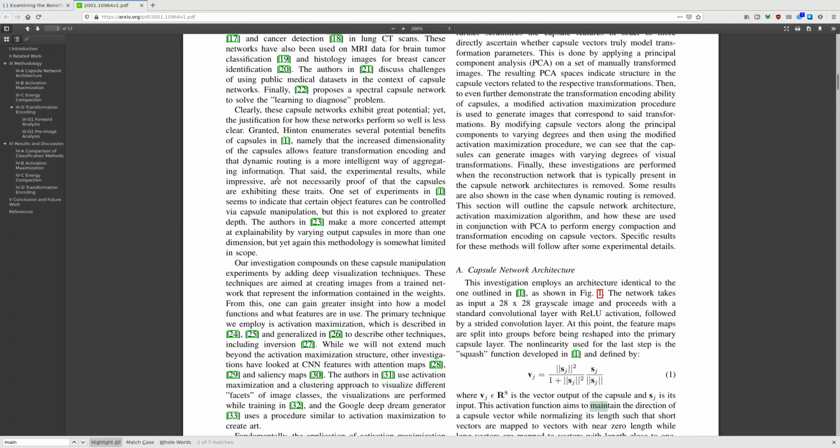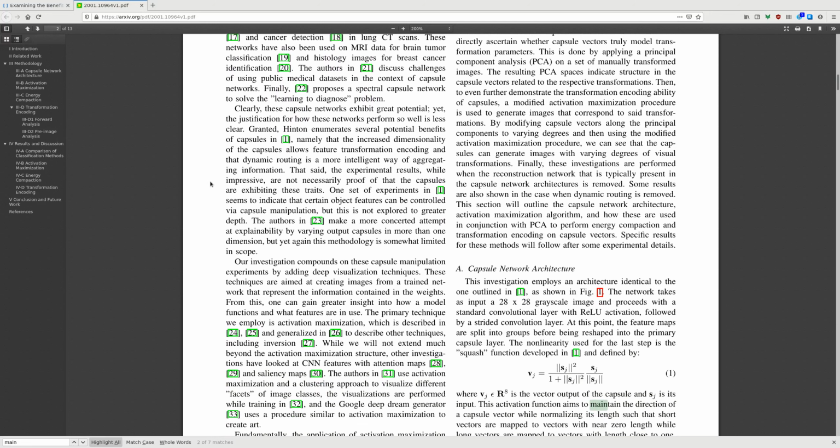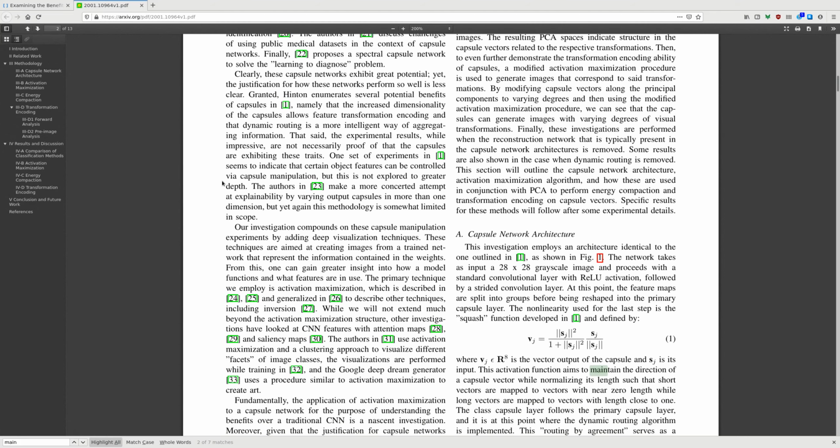learning diagnosis problems. Clearly, capsule networks exhibit great potential, yet the justification for how these networks perform is less clear. Hinton enumerates several potential benefits of capsules, namely that increased dimensionality of capsules allows feature transformation and encoding, and the dynamic routing is a more intelligent way of aggregating information. That said, the experimental results, while impressive, are not necessarily proof that capsules are exhibiting these traits.